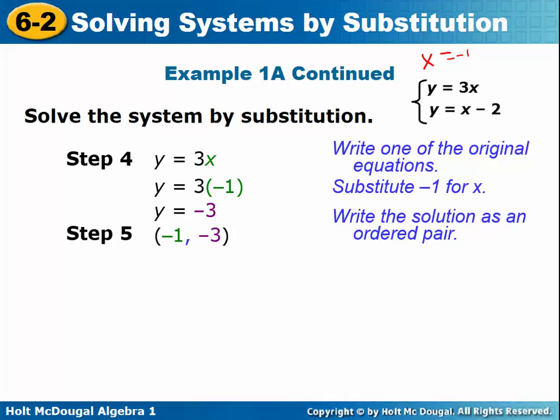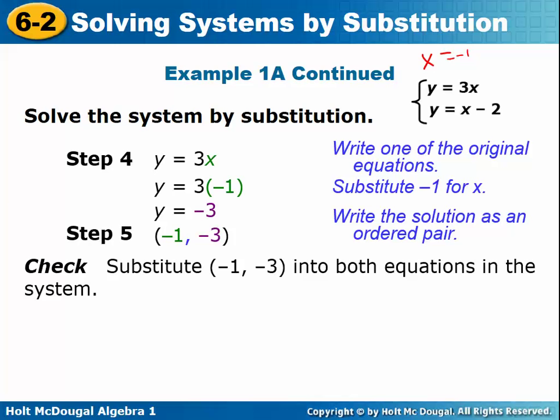And step 6, or the second part of step 5, is to check that by plugging our values of negative 1, negative 3 back into both equations and seeing if you get true statements. So if you plug it back into y equals 3x, we get negative 3 equals negative 3.